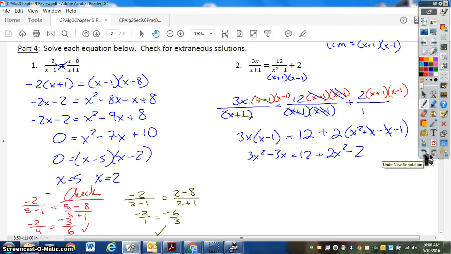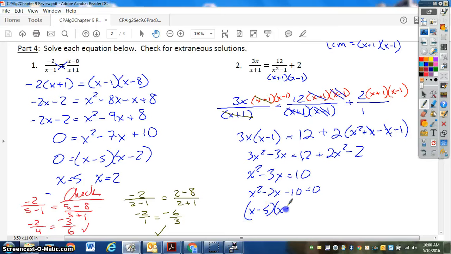So, what do we got here? I'm going to subtract 2x squared over. That's going to be 1x squared minus 3x. 12 minus 2 is 10. I'm going to set this equal to 0. And again, two numbers that multiply to be 10, this time make 3. So negative 5 becomes positive, and this becomes negative 2. Right? I'm going to knock the check out.